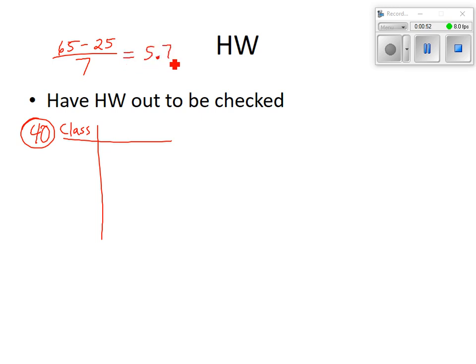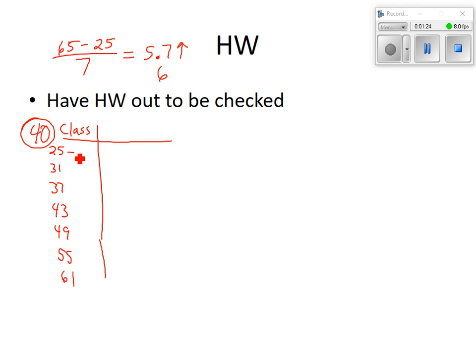5.7, what do we do with that? Round it up to 6, so that means our class width is going to be 6 each time. We start with the low, 25, we go up 6 from there: 31, 37, 43, 49, 55, 61. I didn't add wrong anywhere, did I?